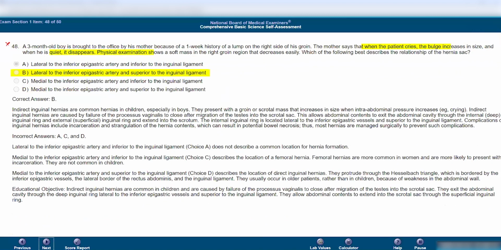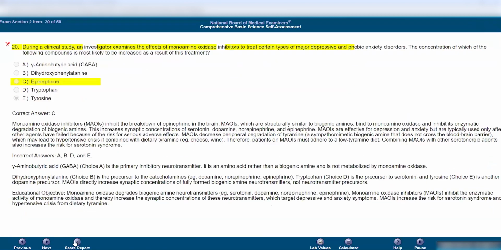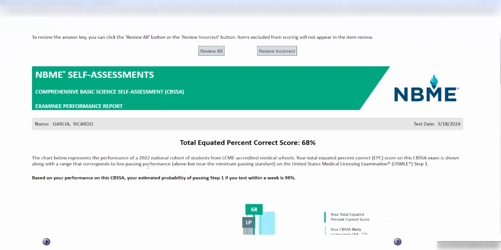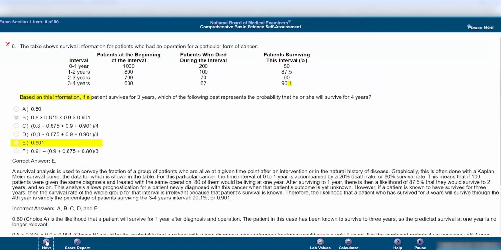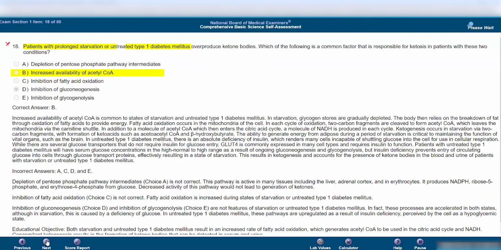I hate that they don't have a way to jump around. I think they do. No, you have to literally just click through it. It's really annoying. Okay.